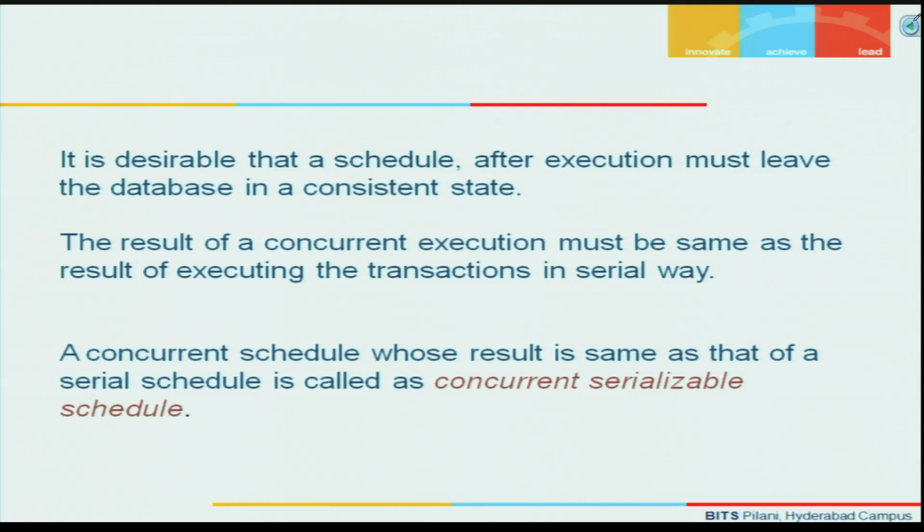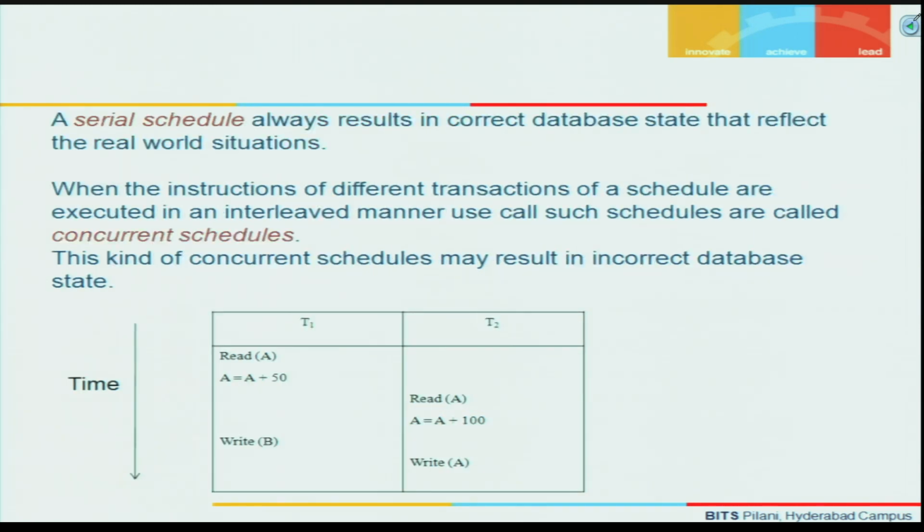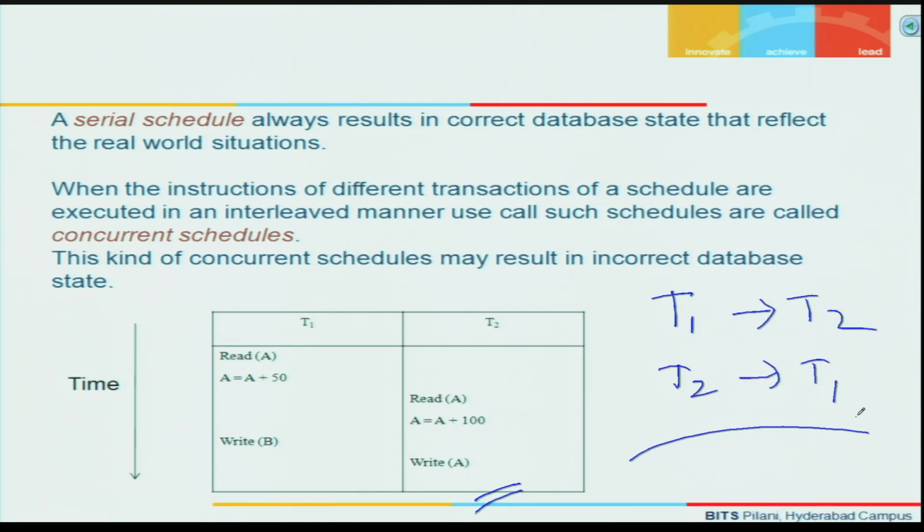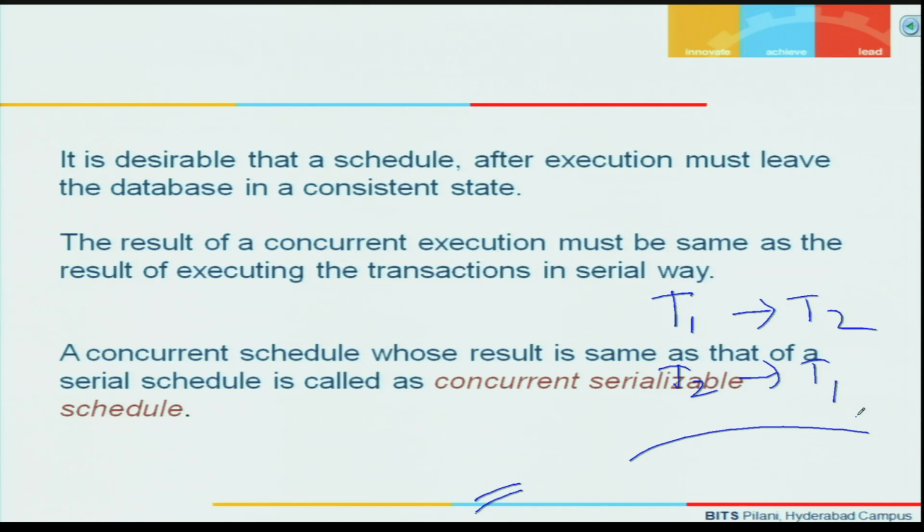And if you go back to this schedule, this is a concurrent schedule, and here T1 and T2 are being executed in an interleaved fashion. If the final result of executing this is the same as executing T1 first and then T2 next, or executing T2 first and then T1 next, then I can say that the result of this concurrent schedule is the same as executing the transactions of that schedule in a serial way.